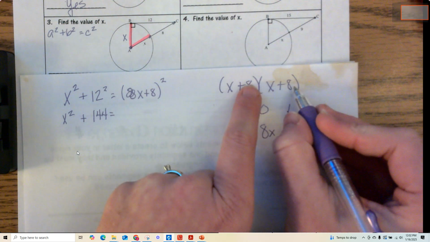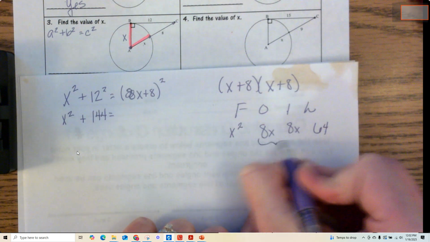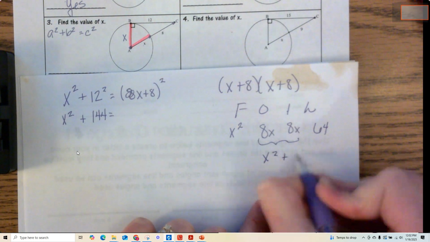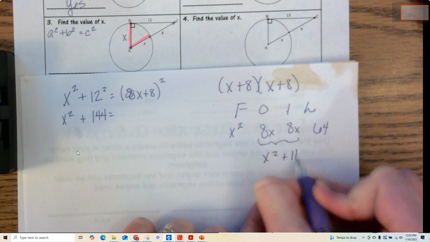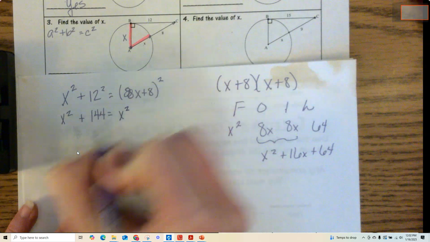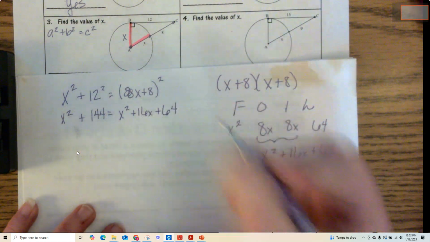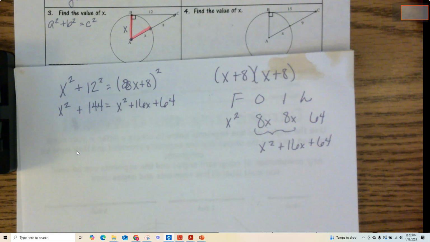L is the last pieces. 8 times 8 is 64. And then combine your 2 middle terms. 8x plus 8x is 16x. So here's my equation that I have. Here's the bad news. Menu 3.1 will not solve this. Remember, Menu 3.1 does not like the exponents.